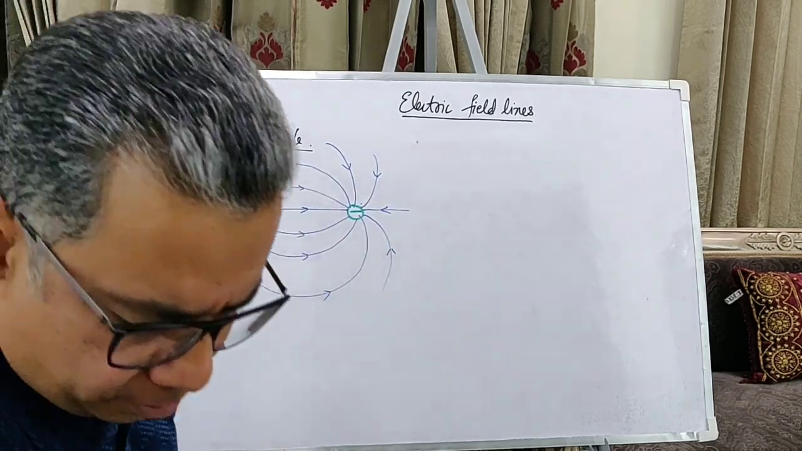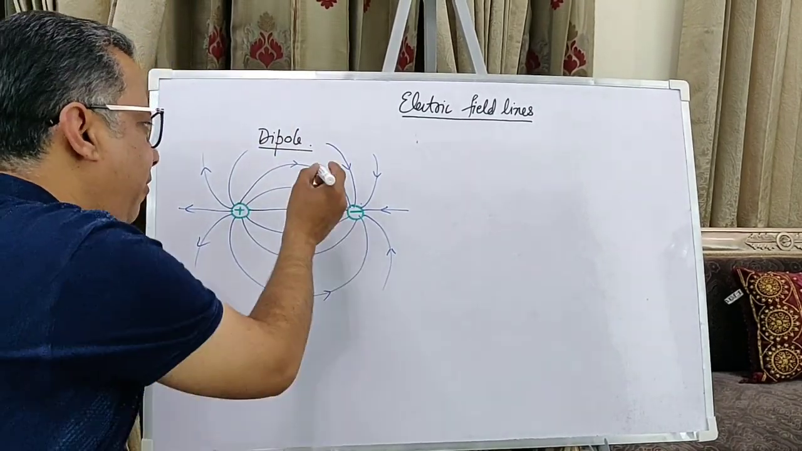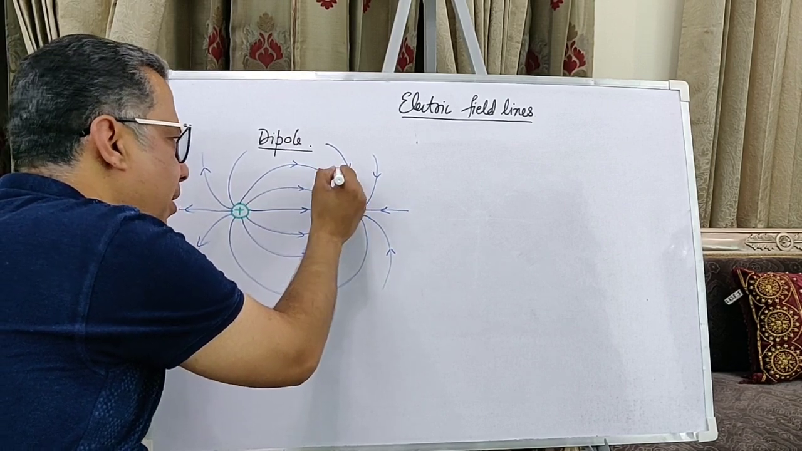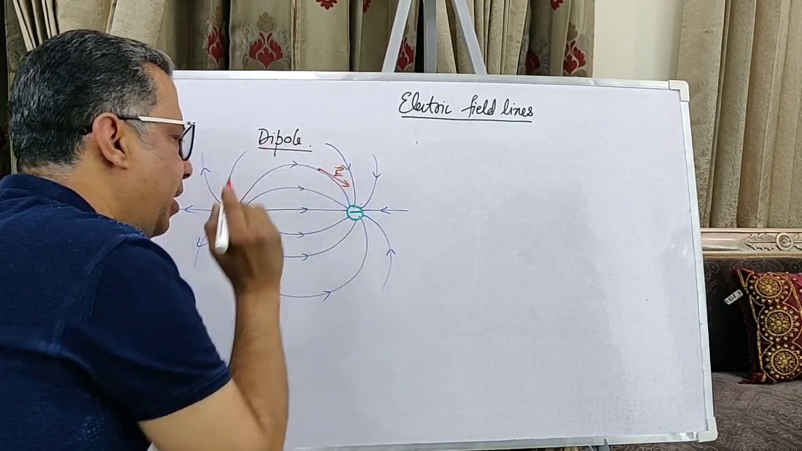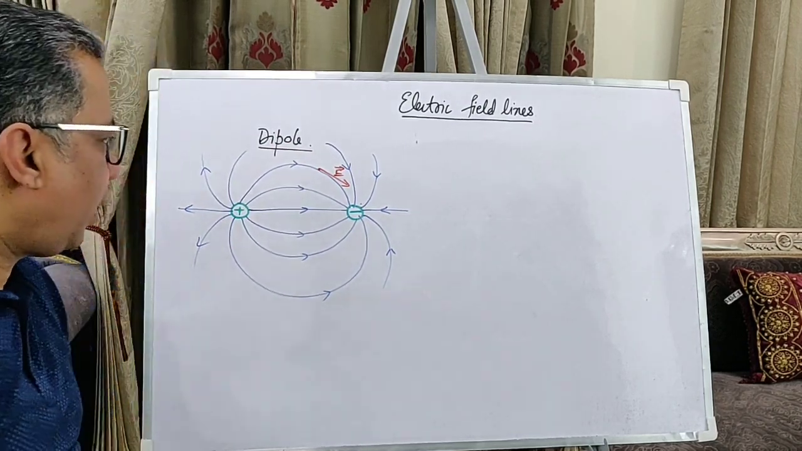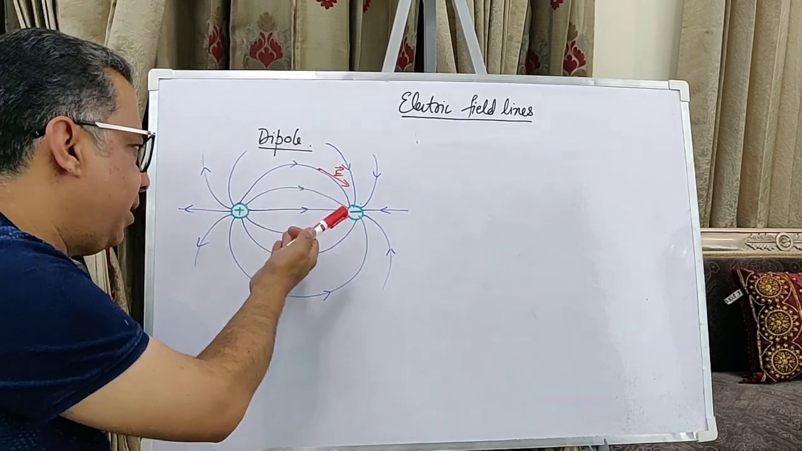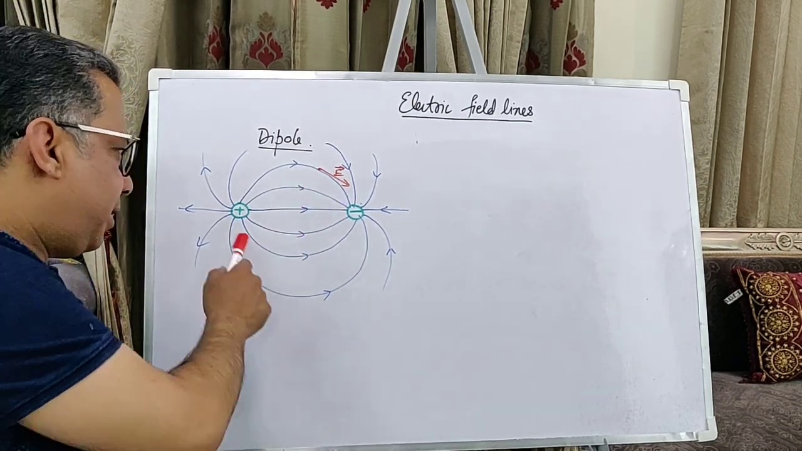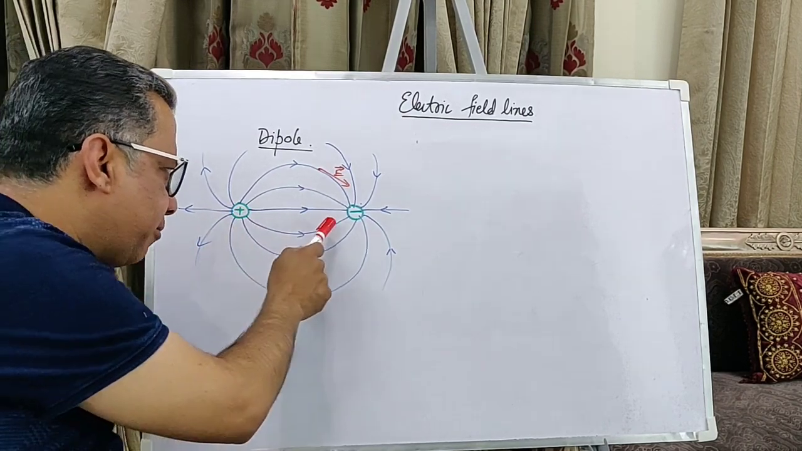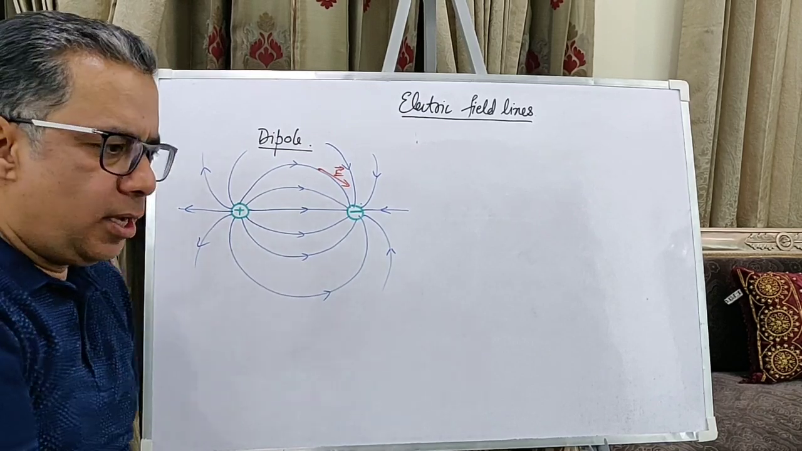And now if at any point you're interested in figuring out the direction of the electric field, all you do is draw a tangent at that point and you have the direction of the electric field. So the new thing that we have learned about these lines of force from this diagram is that these field lines originate at a positive charge and terminate at a negative charge.